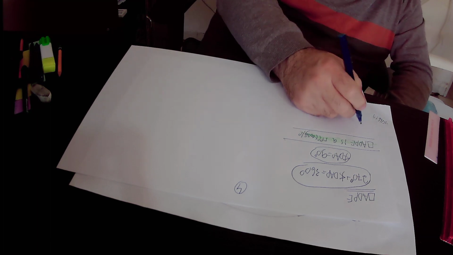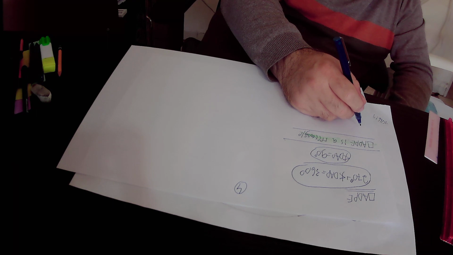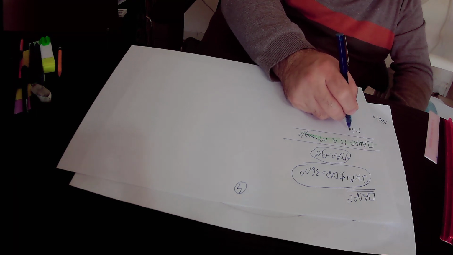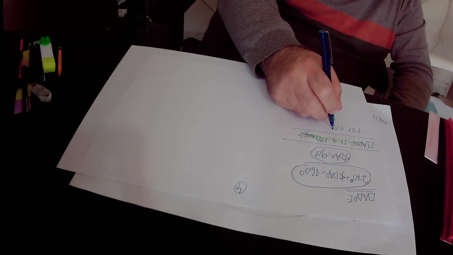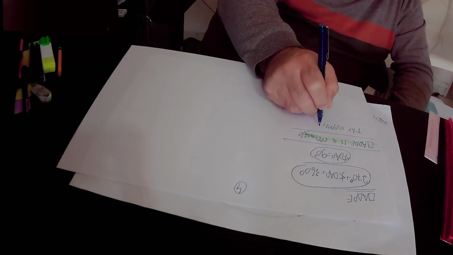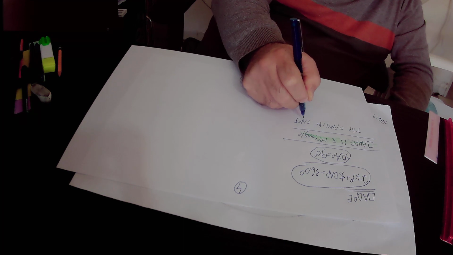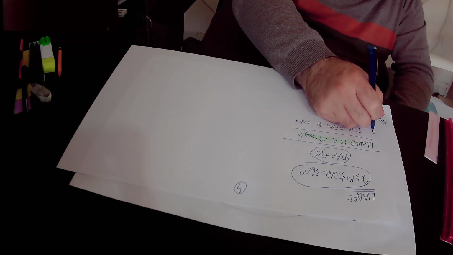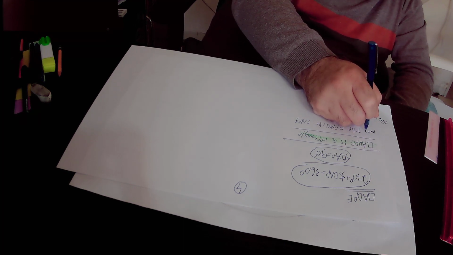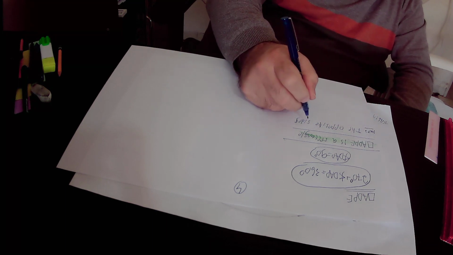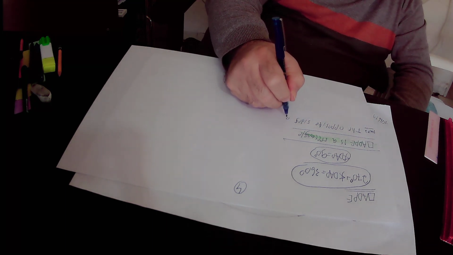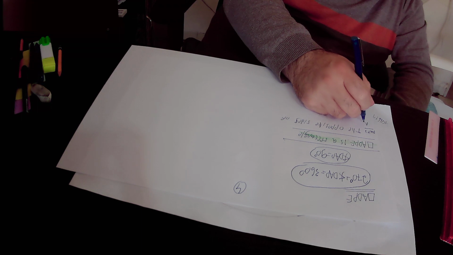And we also know that the opposite sides of a rectangle are equal to each other. This will be rule number 2, that the opposite sides of a rectangle are equal to each other.